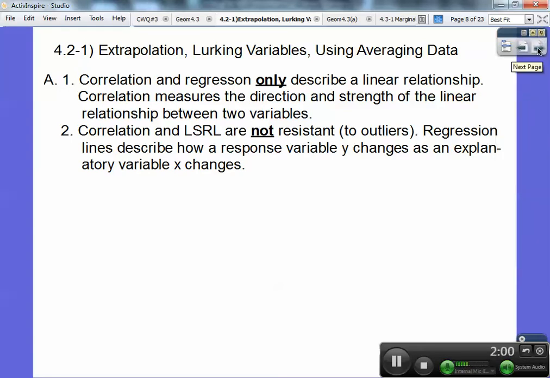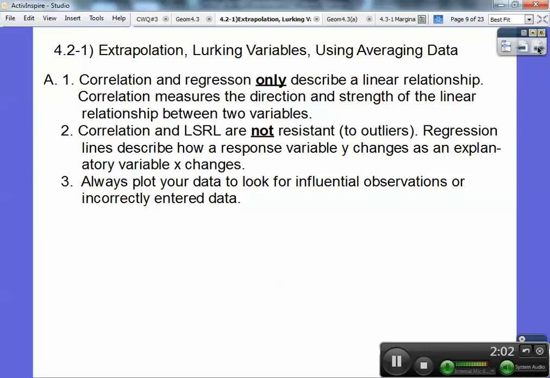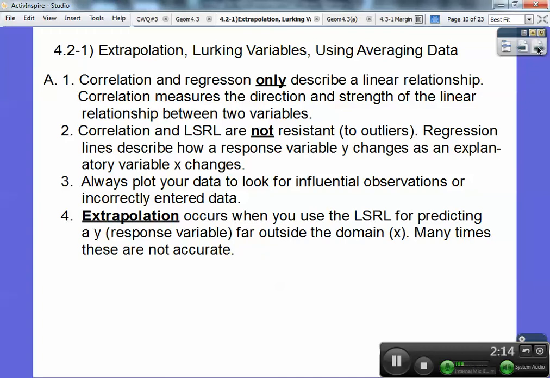Always plot your data to see if you have any influential observations or any incorrectly entered data. If you take the AP test, they won't give you 20 or 25 points to enter. It'll be maybe 8, at most 10 points to enter. So you can check your data really quickly to make sure you didn't bubble in something incorrectly. So always plot your data, to give yourself a bird's eye view of what's going on, and make sure you entered it all correctly.